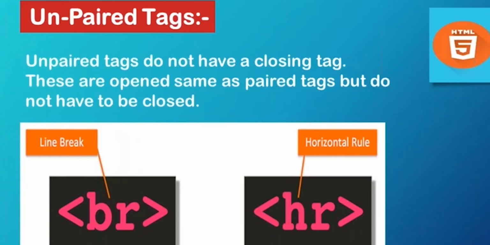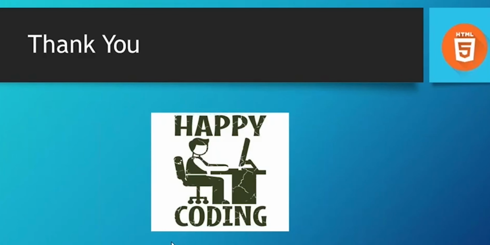Similarly, unpaired tags do not have any closing tags. See this one, only the opening tag is available. There is no closing tag for BR. Similarly, HR also has no closing tag. BR means line break and HR means horizontal rule. You will see these in upcoming sessions. But remember one thing: unpaired tags do not have any closing tags. So thanks for this one. In the next sessions we're going to discuss complete tags in HTML. Thank you.